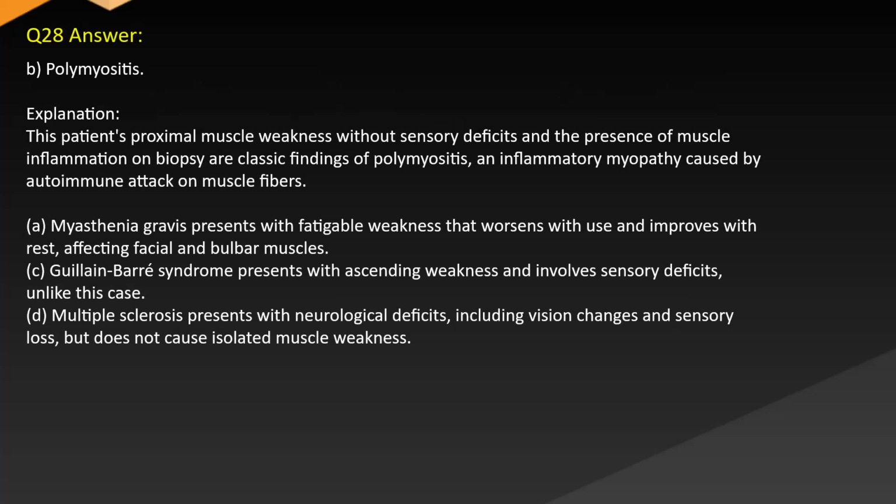Answer. B. Polymyositis. Explanation. This patient's proximal muscle weakness without sensory deficits and the presence of muscle inflammation on biopsy are classic findings of polymyositis, an inflammatory myopathy caused by autoimmune attack on muscle fibers. A. Myasthenia gravis presents with fatigable weakness that worsens with use and improves with rest, affecting facial and bulbar muscles. C. Guillain-Barré syndrome presents with ascending weakness and involves sensory deficits, unlike this case. D. Multiple sclerosis presents with neurological deficits including vision changes and sensory loss, but does not cause isolated muscle weakness.